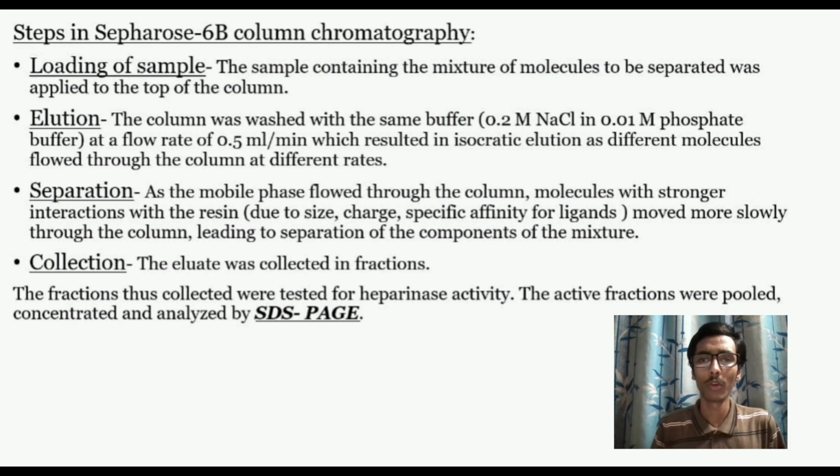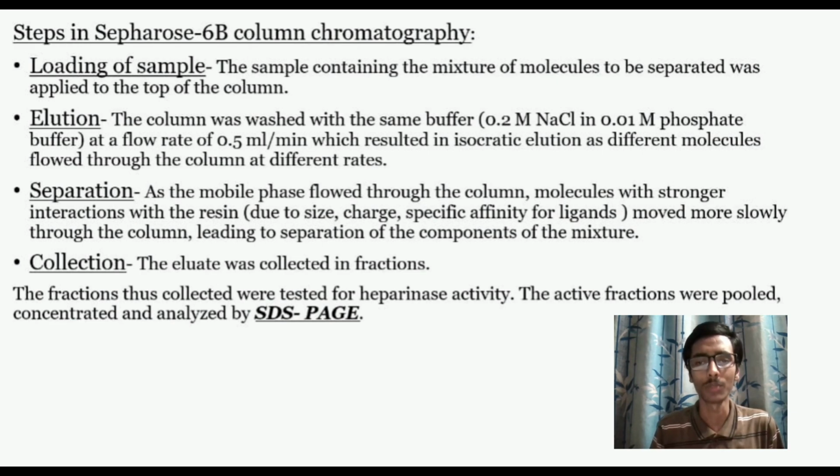The column is now washed with the same buffer, that is, which contains the 0.2 molar NaCl in 0.01 molar phosphate buffer at a flow rate of 0.5 ml per minute. It results in the elution of different molecules at different rates.